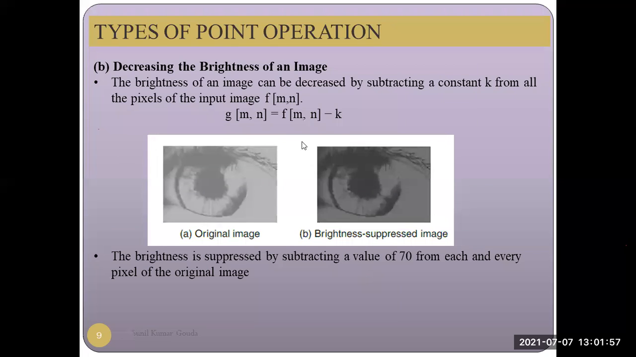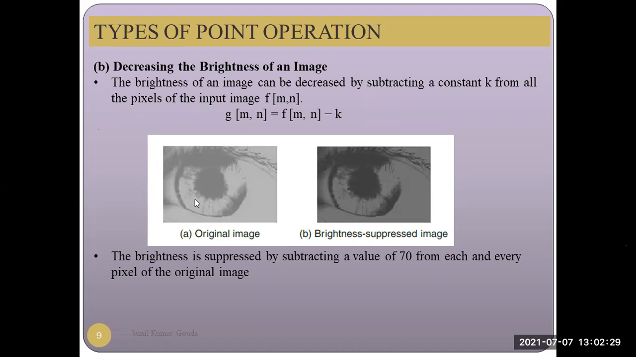Similarly, the second operation is decreasing the brightness. Brightness can be decreased in the same manner. In this case, instead of adding the constant, we will subtract the constant value. Here you can see the formula is g(m,n) = f(m,n) - k.